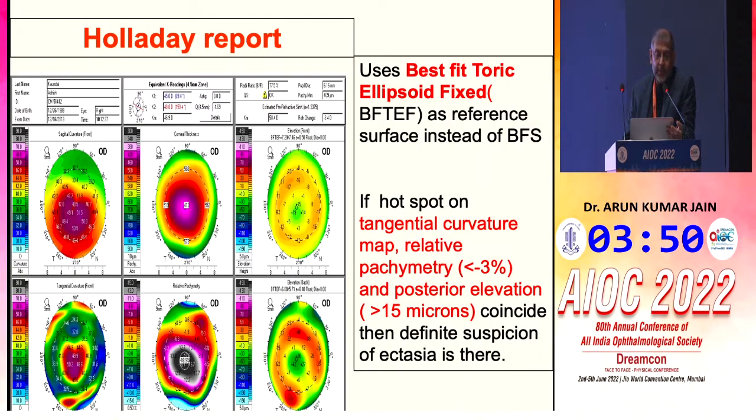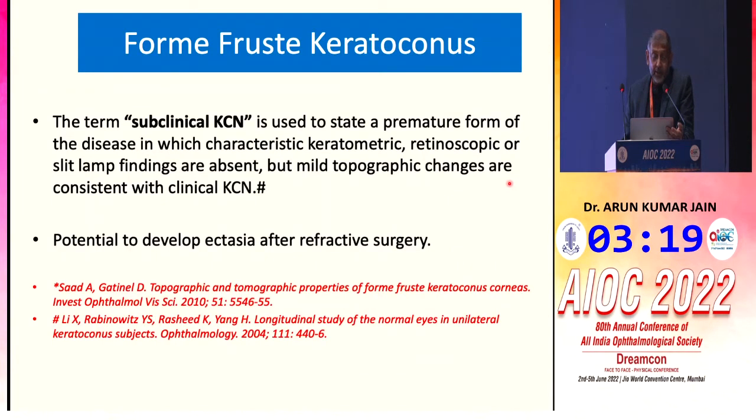And this is another map, the Holladay report map, which is a best fit toric ellipsoid map. In this map, this is the tangential map of the anterior surface, this is pachymetry, and this is the elevation map on the back surface. If the hot spot on tangential curvature, the thinnest pachymetry, as well as posterior elevation, if these 3 points coincide, then it is diagnostic for keratoconus.